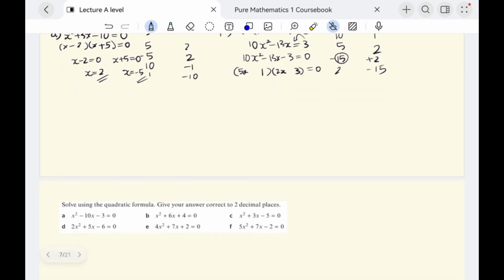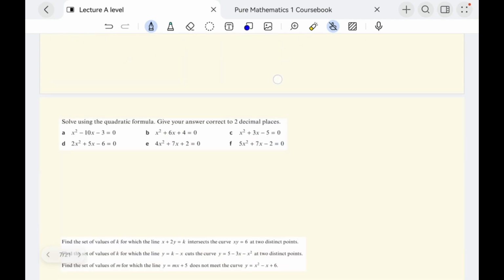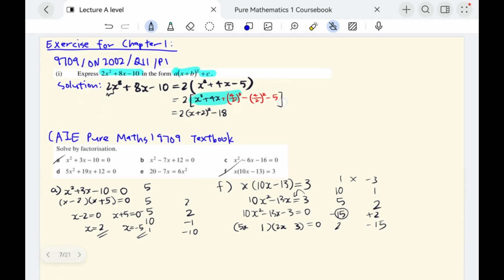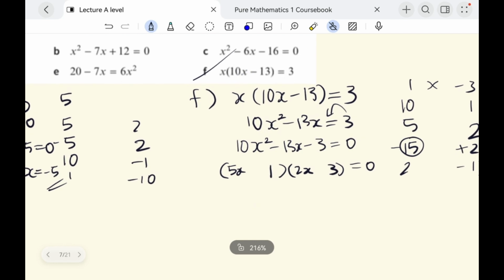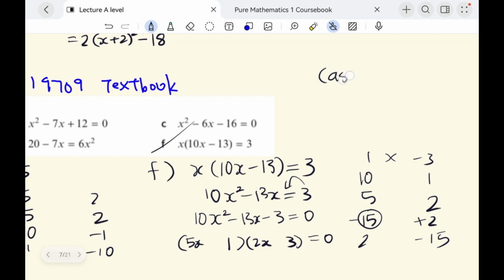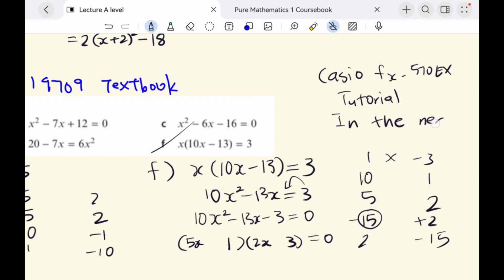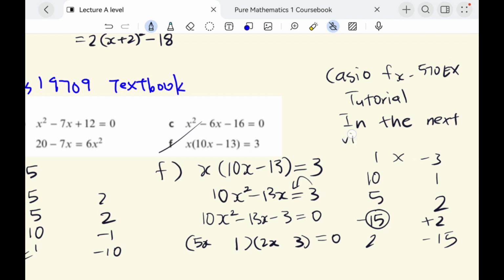If you are not able to use factorization, but you don't think you need to use the quadratic formula, maybe I will teach you the technique of using the calculator, if you have this Casio calculator FX570EX. So I will post the tutorial of using the Casio FX570EX in my next video. Okay? So please stay tuned for my next updates.